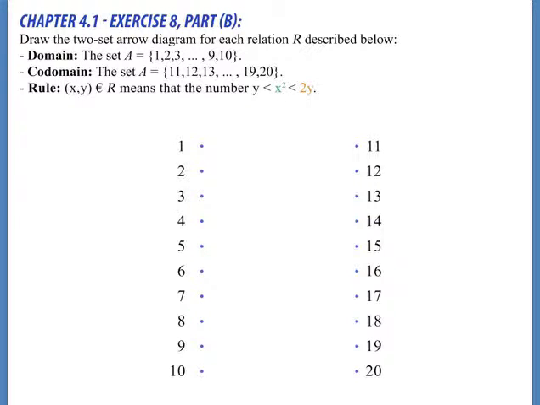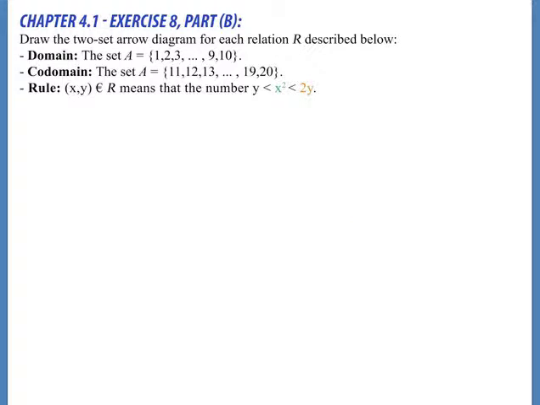Alright, so this is chapter 4, section 1, exercise 8, part B. And in this problem, it says draw the two set arrow diagram for each relation R described below.